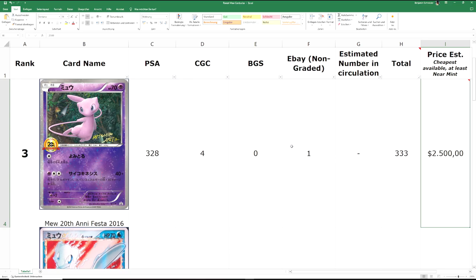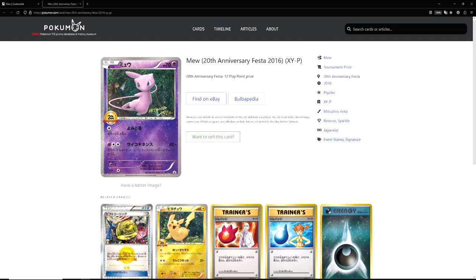Like, this card is so expensive. Not as expensive as number 2 and number 1, mind you, which is what we're going to move on to next right here.